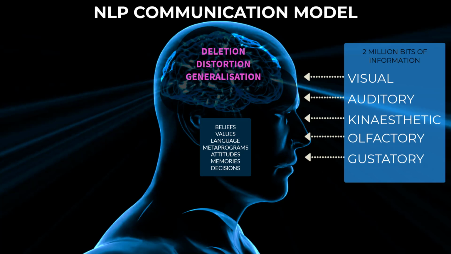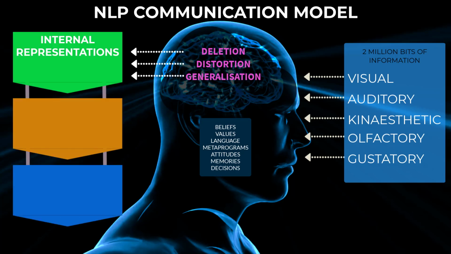The last filter is the decisions that we have made in the past. Decisions may create new beliefs or may just affect our perceptions through time. The problem with many decisions is that they were made either unconsciously or at a very early age. So all of these filters affect our internal representation.